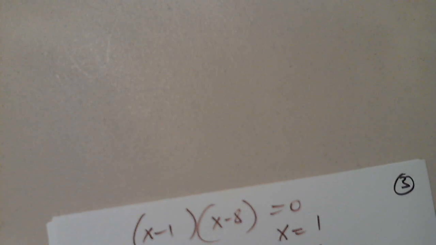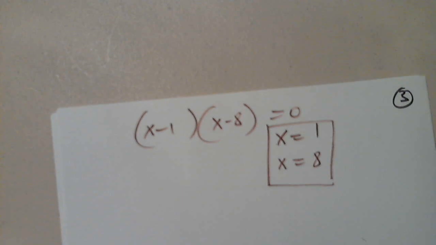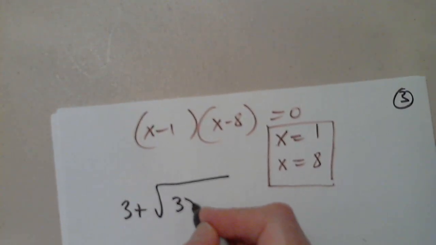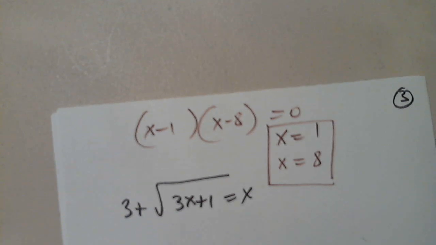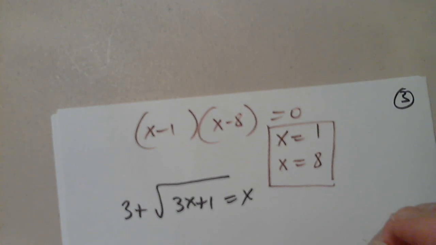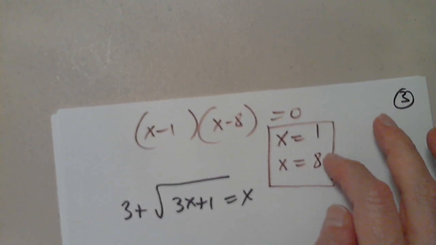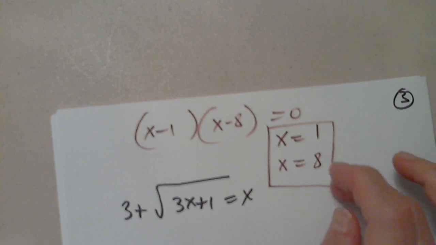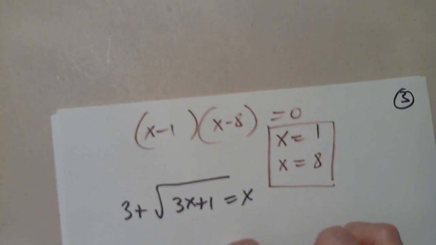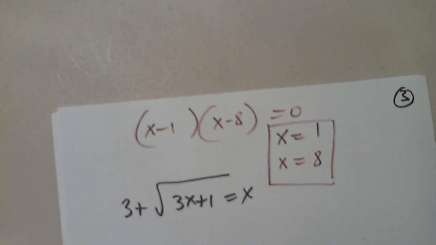So we cannot conclude that these are the solutions before I go back and check in the original problem. That is mandatory. So I will copy the original problem, which was 3 plus the square root of 3x plus 1 equals x. It is possible that one works and the other one doesn't. Or this one works and this one doesn't. It is possible that none of them work. It's possible that both of them work. I don't know. It's a must. It's part of the solution to the problem, to check back in the original problem.